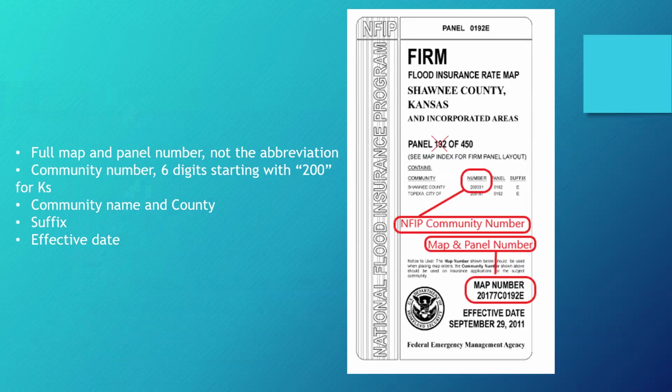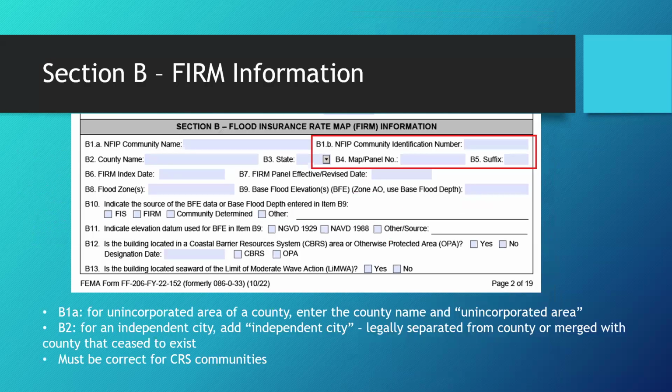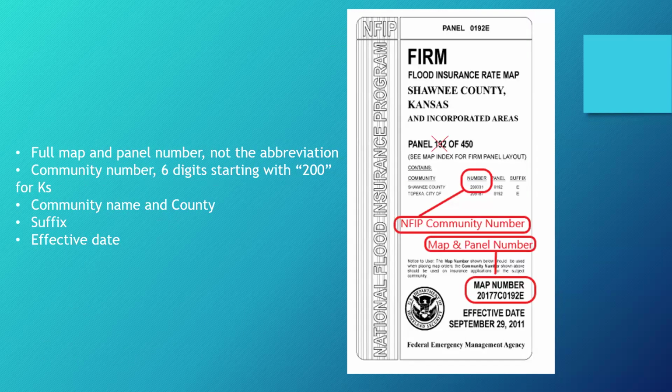And then you have your effective dates. And so towards the top or the middle, it says panel 192 of 450. That's the abbreviation. So we don't want to put that. We don't use that really. They want the full map number. So if we're looking at B4, the map and panel number, they want that full number, and then the suffix is E. And so that's where you get this.